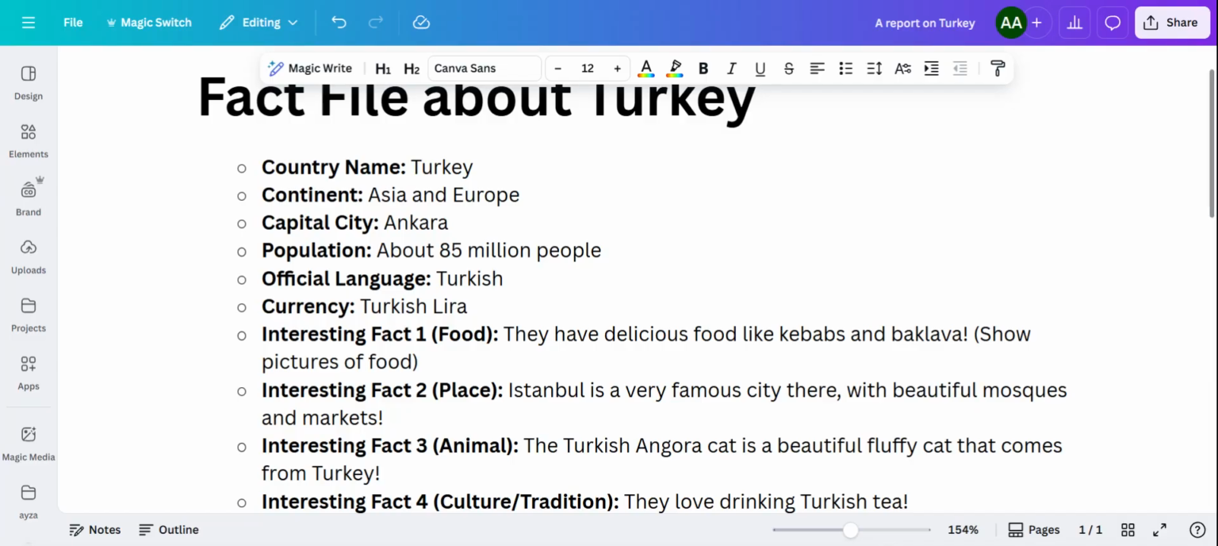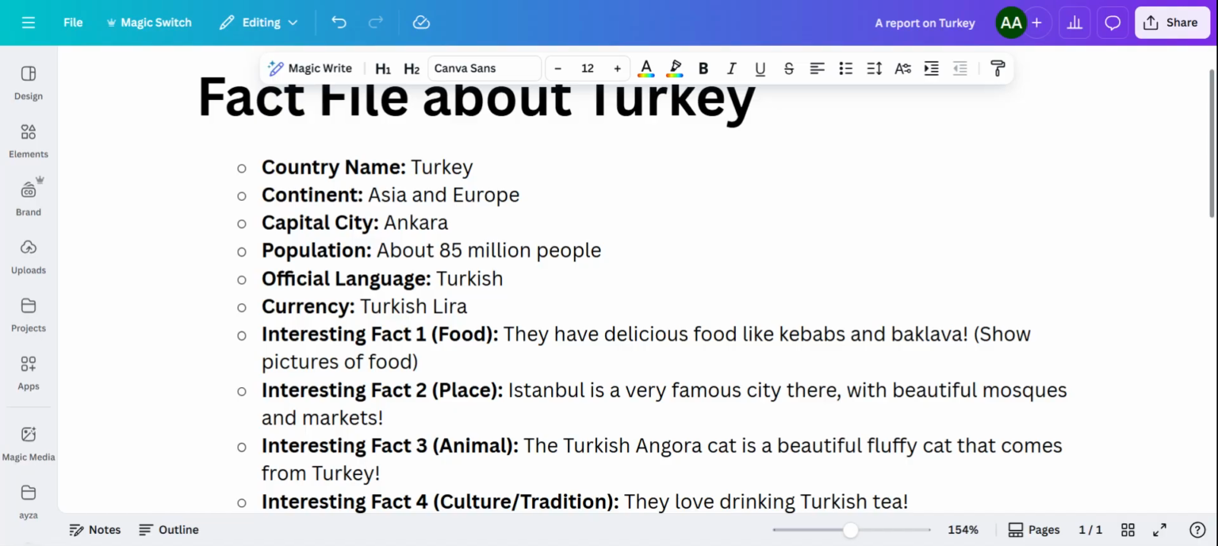So, how many paragraphs will there be? There will be at least three paragraphs. In each paragraph, we have to ensure that we include the same kind of information. We cannot include the other details in the introductory paragraph, or include the points that belong in the first paragraph in the last paragraph. This is something very important that you have to ensure.